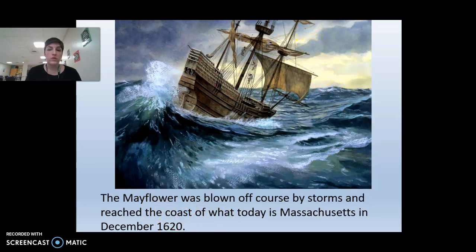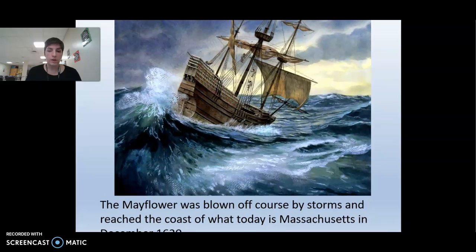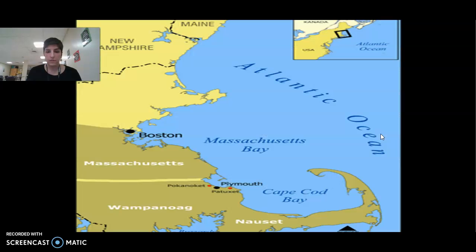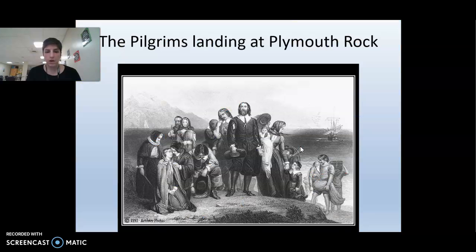Okay, so they were supposed to make it to Virginia, which I'm going to go back one slide so you can see it. Virginia is down here. But because of the storms, they were blown way off course and they landed up in Massachusetts. See? This is where they were supposed to go, and this is where they ended up in Plymouth, and that's where Boston is now. And we are up here, I believe, right? Yeah, right up in here. So that's where they ended up being, pretty close to Cape Cod.